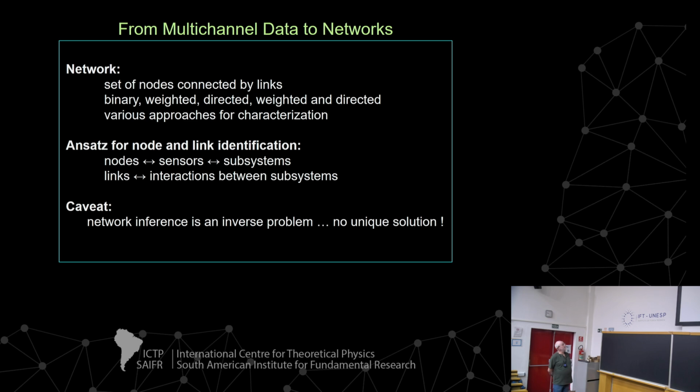We have this idea, we have this set of nodes connected by links, we have some kind of representation, and then we know that there are many, many approaches to characterize that. And then you make the ansatz that a node is associated with a measurement position or a sensor, and the link is an interaction between the subsystems. Between the subsystems, you take that for granted, right? We'll see if that works.